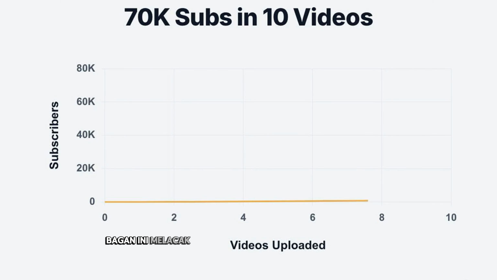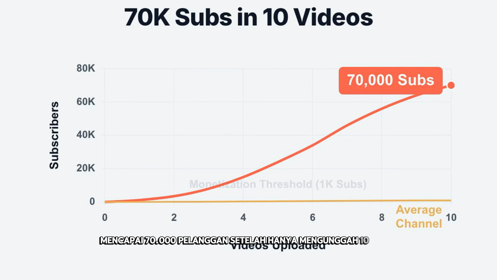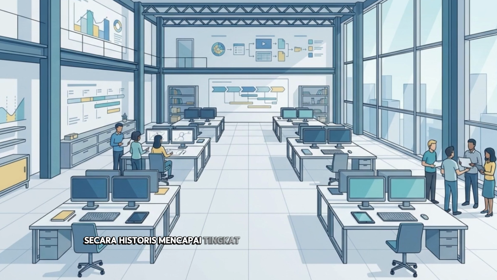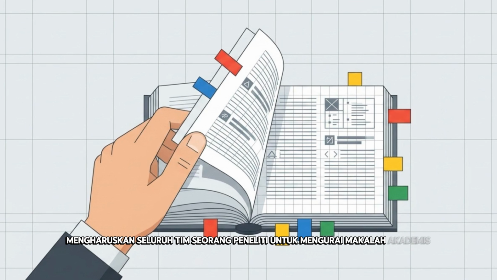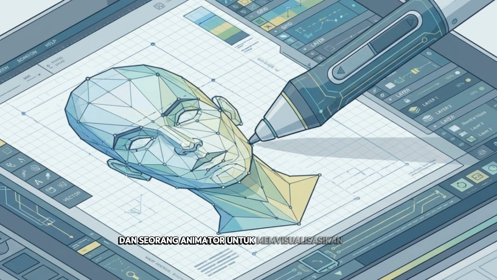This chart tracks a specific growth pattern in modern media. A YouTube channel named Zen reached 70,000 subscribers after uploading only 10 videos, a ratio that satisfies the requirements for immediate monetization. Historically, achieving this level of density in educational content required an entire team: a researcher to parse academic papers, a writer to structure the narrative, and an animator to visualize concepts.